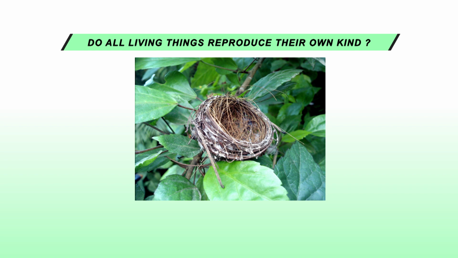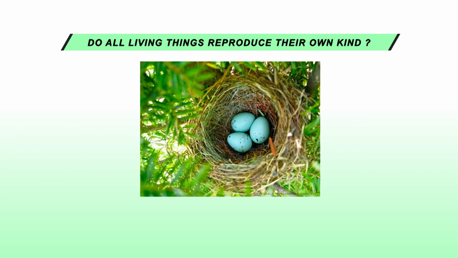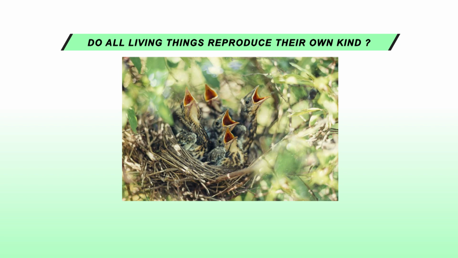Moving on towards the next characteristic, let us see the process of reproduction. Do all living things reproduce their own kind? Have you seen nests of birds? In the nest, birds lay eggs from which young birds come out. Animals reproduce their own kind. Their mode may be different, like some animals produce young ones through eggs, while some give birth to young ones.